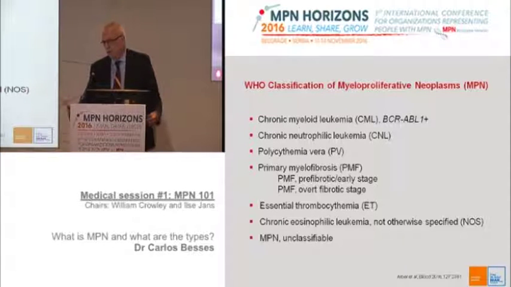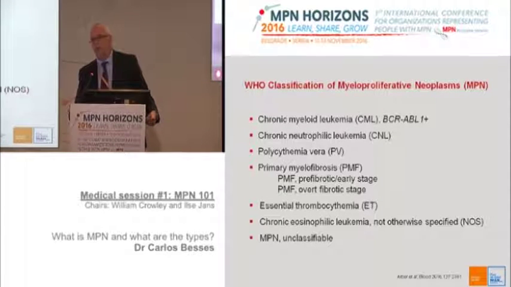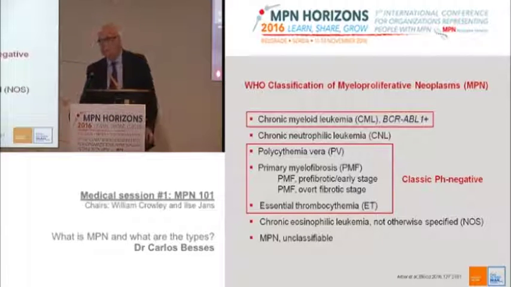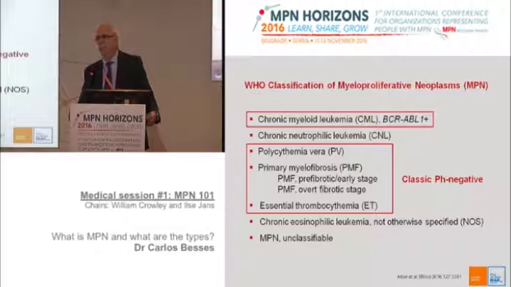This is the WHO classification of myeloproliferative neoplasms, and basically they group chronic myeloid leukemia and what clinicians call classic MPNs, that's Ph negative, which include polycythemia vera, essential thrombocythemia, and primary myelofibrosis.